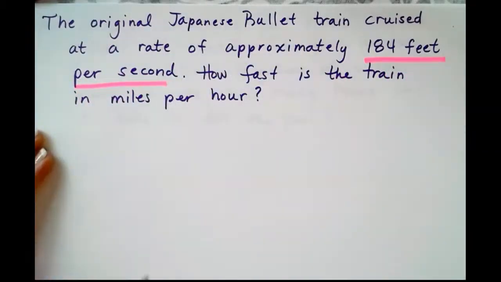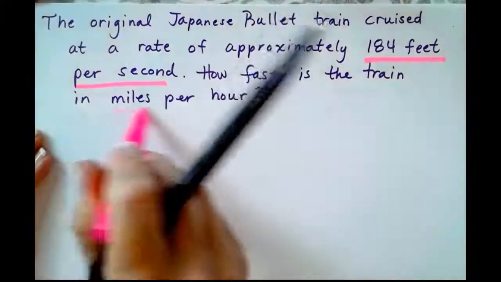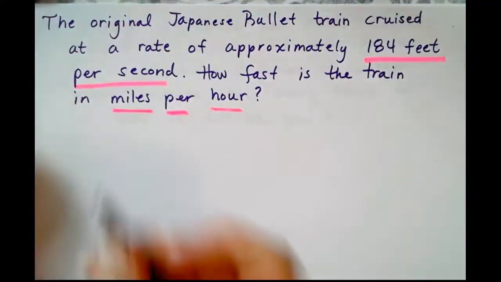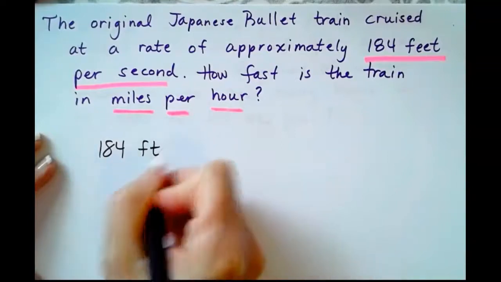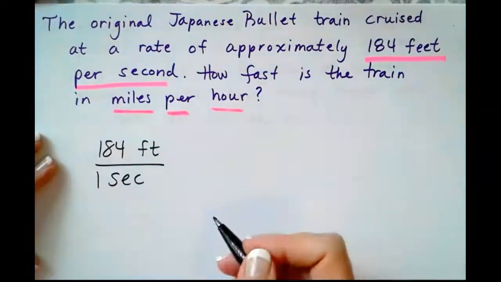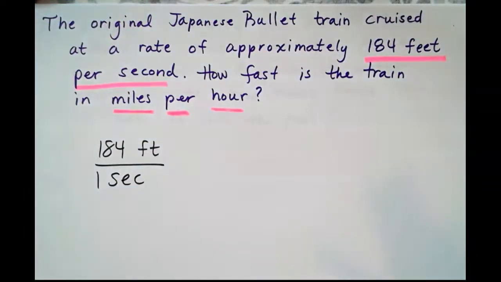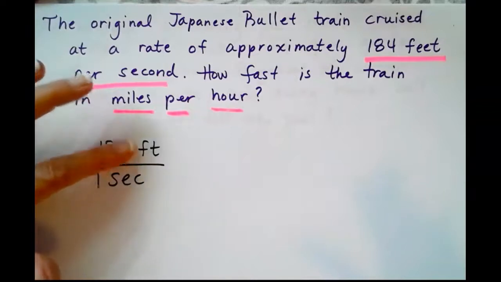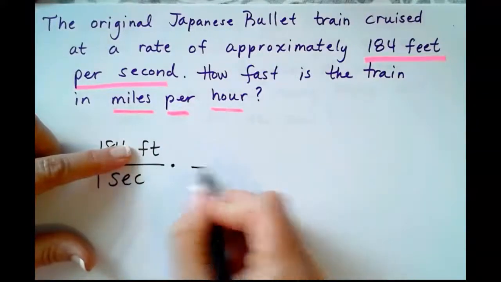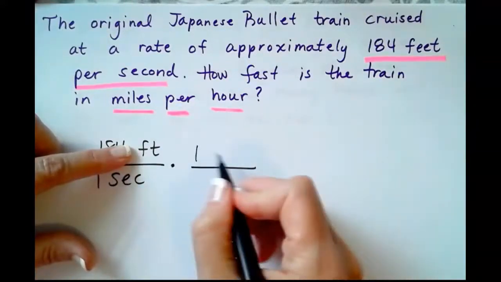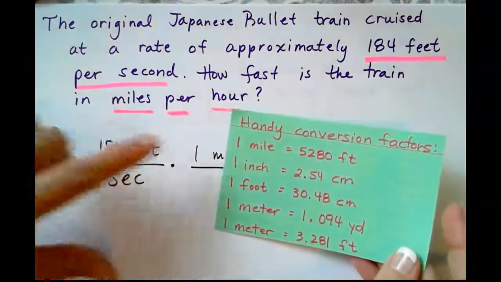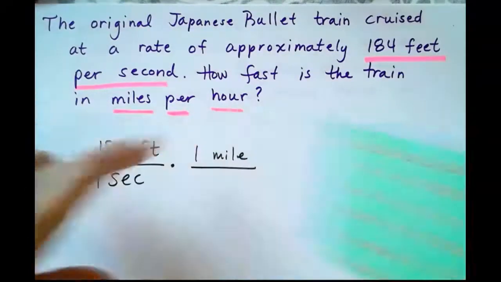So 184 feet per second. That's what we're given. We want the train speed in miles per hour. So we're going from feet per second to miles per hour. 184 feet per 1 second, and we want to get to miles per hour. So you make a plan. What do you want to undo first? I usually undo the length dimension first. So if we want to go from feet to miles, we want miles, so miles are going on the top. 1 mile, and of course, on my handy dandy conversion factors, I've got 1 mile is 5,280 feet.